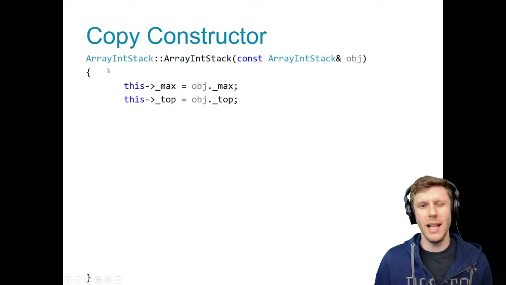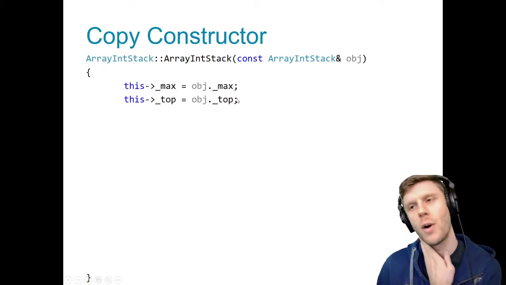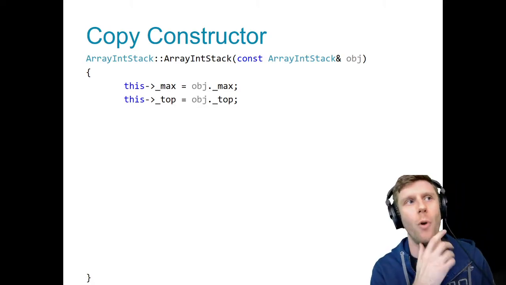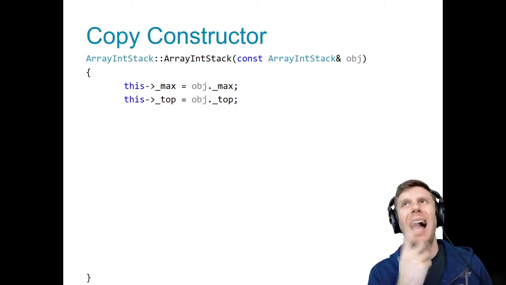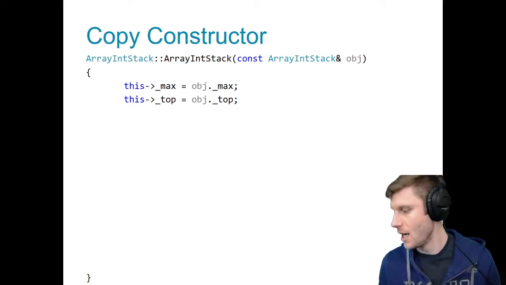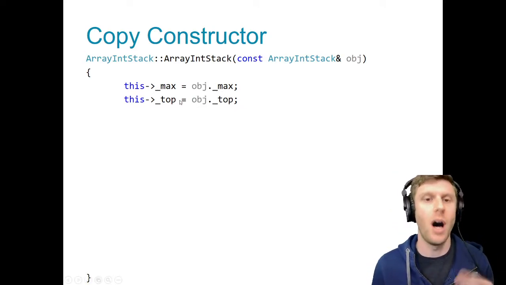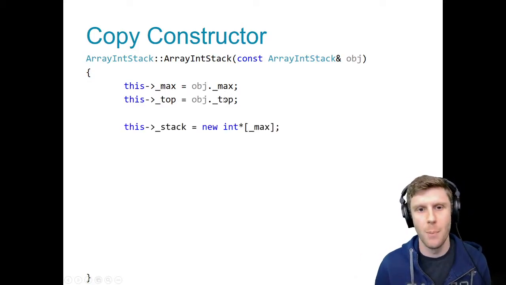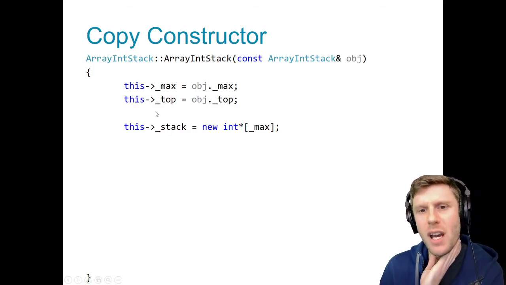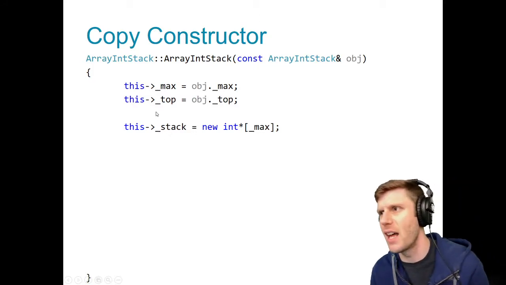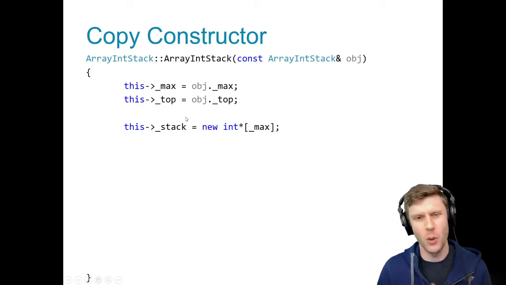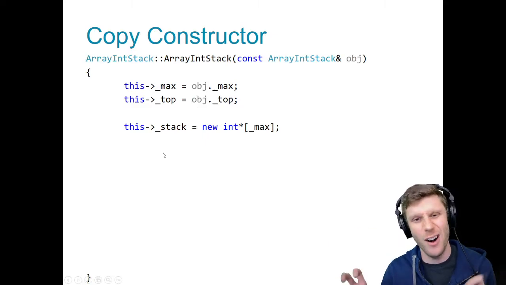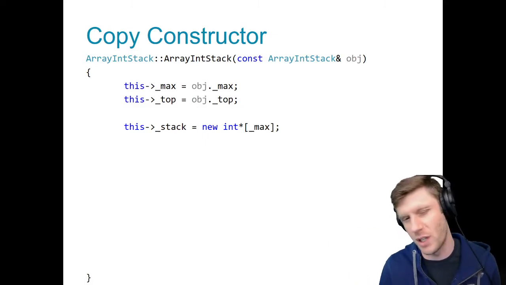Now, let's write our copy constructor. How are we going to want to do this? You might remember, it's the same question we were asking before. How deep do we want this copy to be? Obviously we're going to want to copy over the max and the top. But when we copy over the contents of that array, what do we want in there? Do we want to make a full copy of that array, or do we just want to copy the pointer over and have it point to the same array?